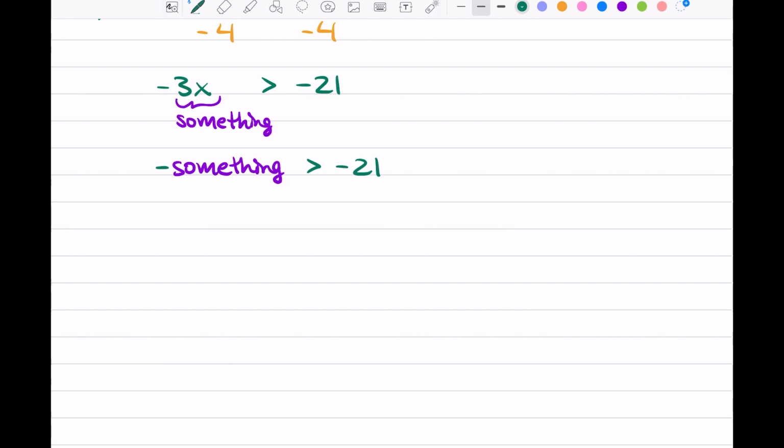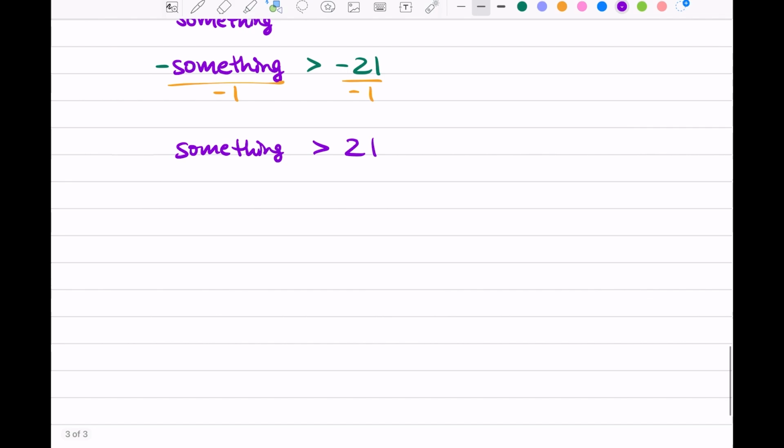So how can you get something by itself? Well, you would multiply or divide both sides by negative 1, just to get that negative out of there. So you're left with something is greater than 21. This is wrong. Why? You'd think this is right? We just followed our steps, and now we're left with an answer. And you think that there's nothing wrong with this. However, let's think about our number line and what we're doing.